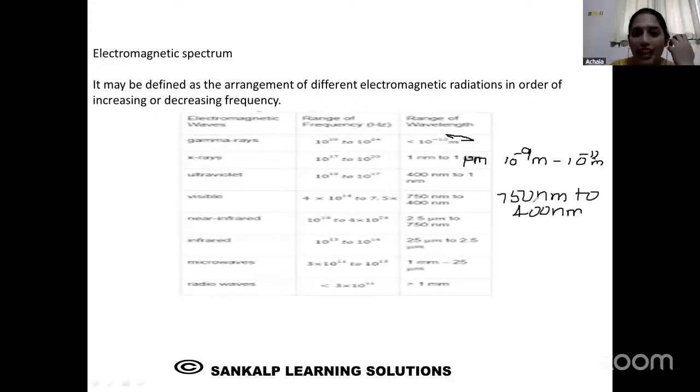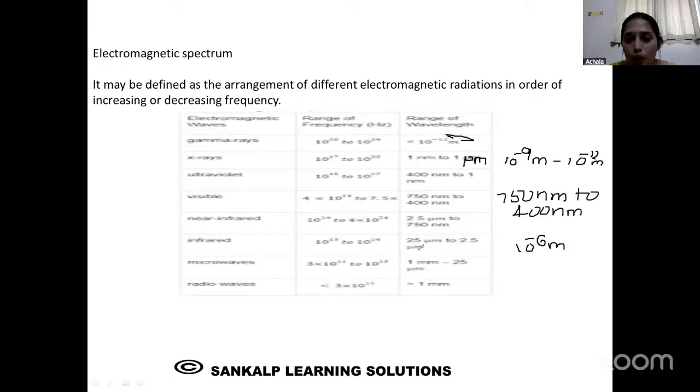So near infrared and far infrared region, we call both as infrared region. It is 2.5 micrometer to 25 micrometer. Micro means 10 raised to minus 6. So 2.5 micrometer to 25 micrometer is the range of infrared radiation.